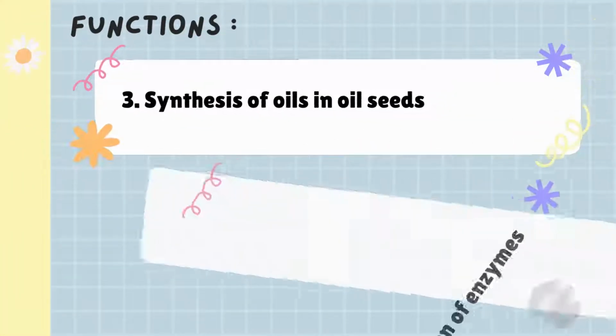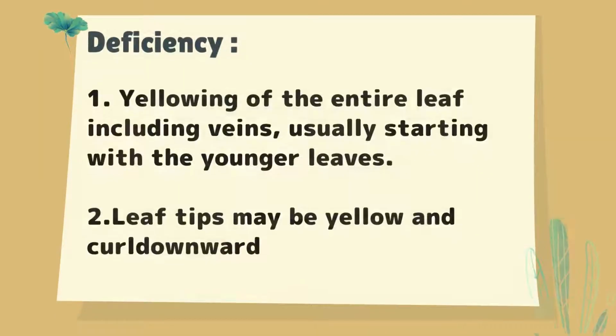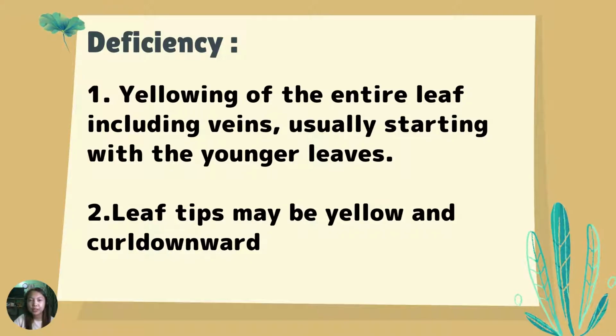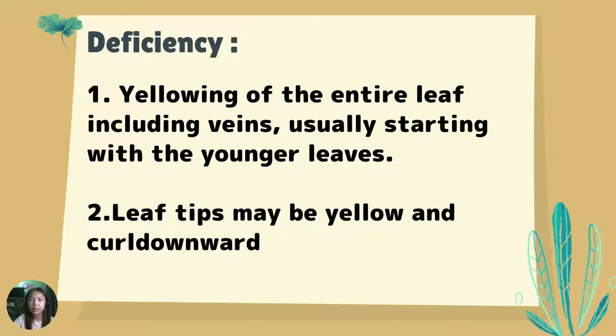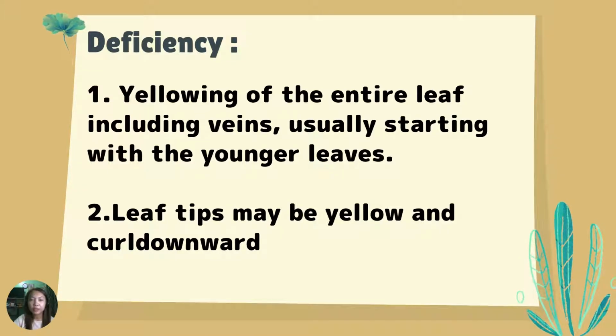Okay. Another function is for the synthesis of oils in oil seeds. So it is responsible also for the production of oils and activation of enzymes. So it serves as a catalyst also. So for the deficiency to observe, yellowing of the entire leaf, including veins, usually starts with the younger leaves, and also leaf tips may be yellow and curl downward.